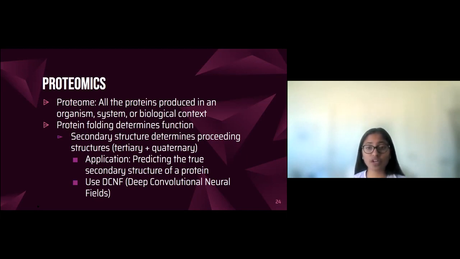But while we do know the functions of a lot of proteins, there are also a ton of proteins that we don't know the functions of, and we're discovering new proteins every day. But we do know this, that protein folding determines the function. And protein folding basically occurs in 4 stages. There's the primary structure, the secondary, the tertiary, and the quaternary.